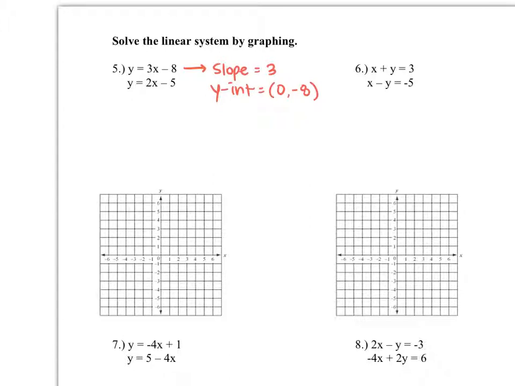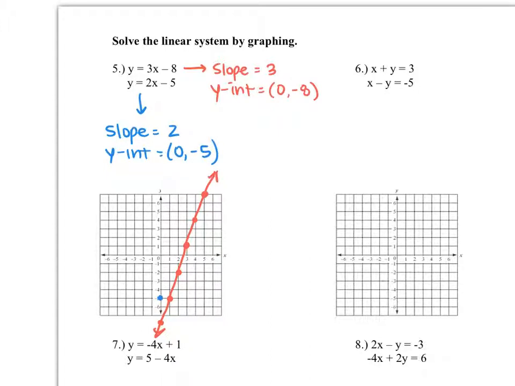Now, unfortunately, 0, negative 8 is just kind of barely off the graph there, which is fine. We can still go up 1, 2, 3, and to the right 1, and get enough points on there to make my graph. And again, it's always nice to make plenty of points to make sure that you are getting the line precisely right, so you get that right point of intersection. My second line, the slope is 2, or 2 over 1, and the y-intercept is 0, negative 5.